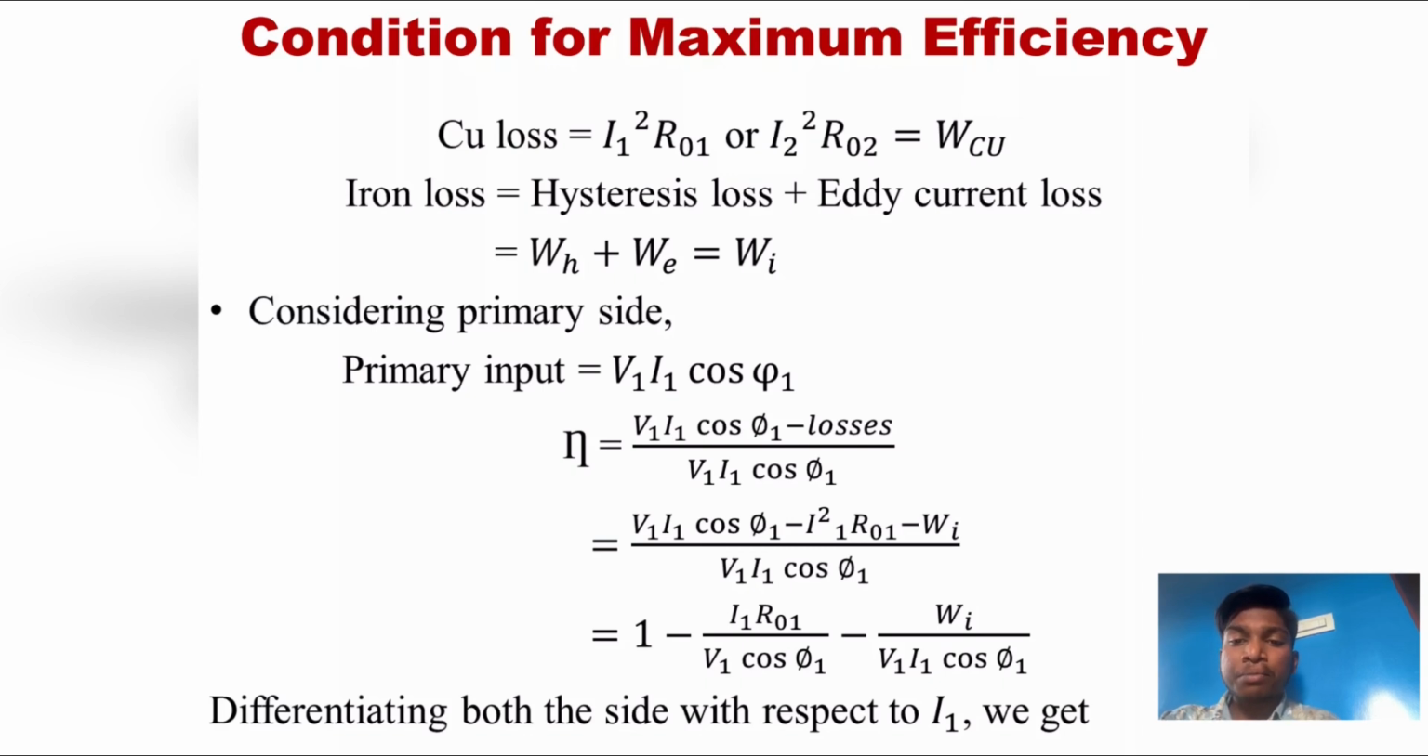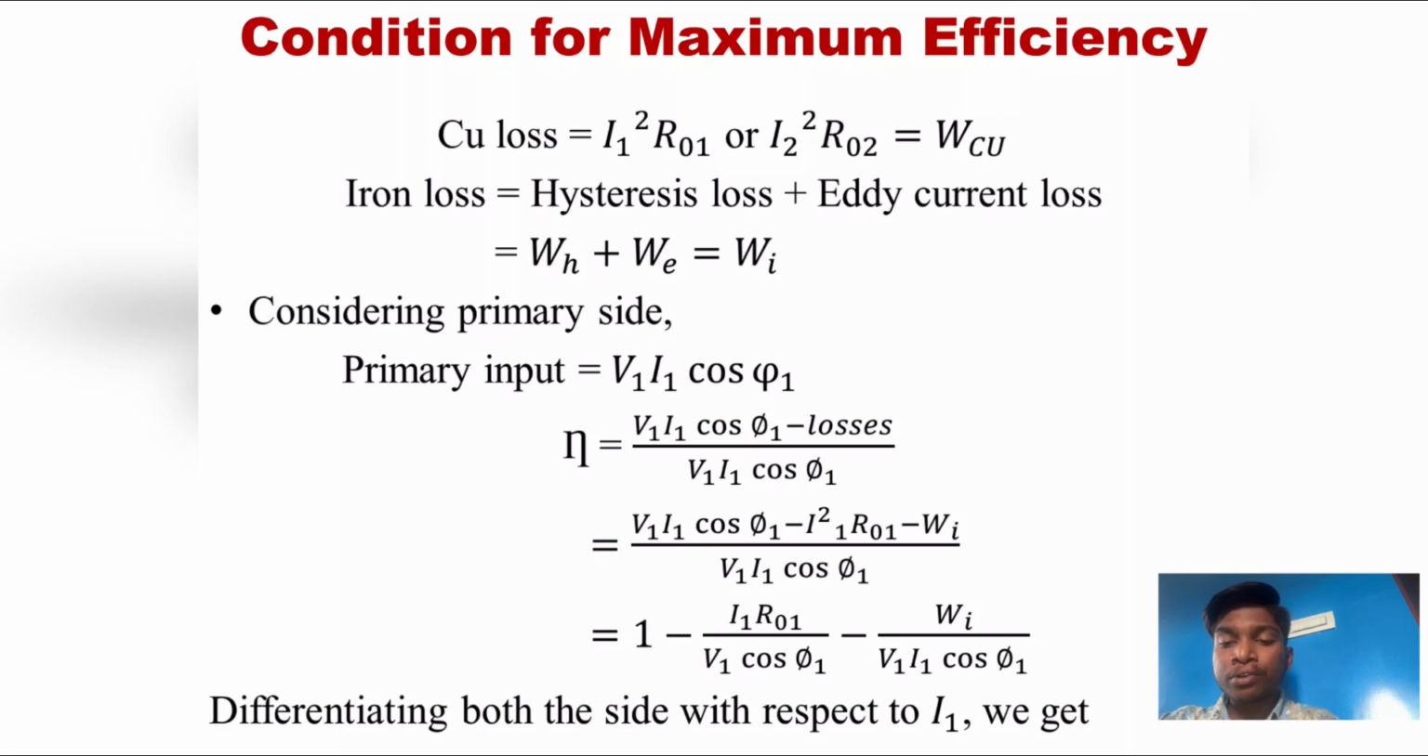And here we consider the primary side, with primary input V1 I1 cos phi 1. Efficiency equals (V1 I1 cos phi 1 minus losses) divided by V1 I1 cos phi 1, that equals (V1 I1 cos phi 1 minus I1 squared R01 minus WI) divided by V1 I1 cos phi 1, that equals 1 minus I1 R01 divided by V1 cos phi 1 minus WI by V1 I1 cos phi 1.